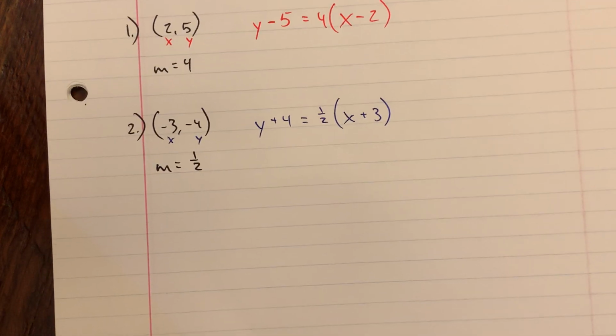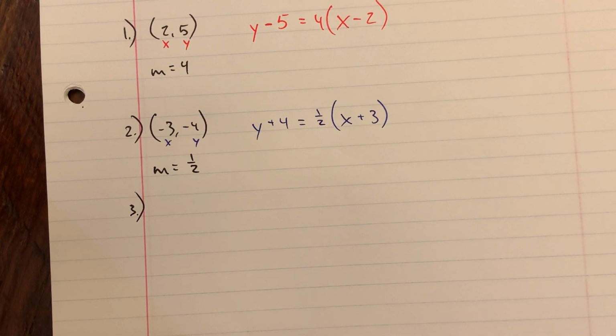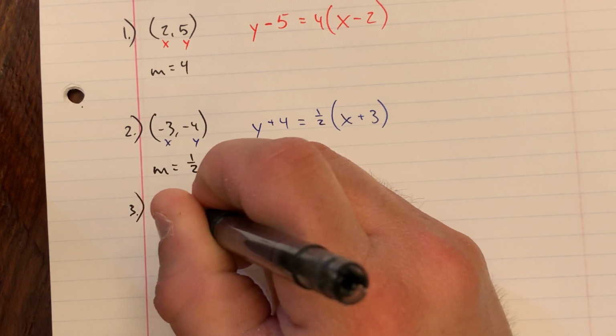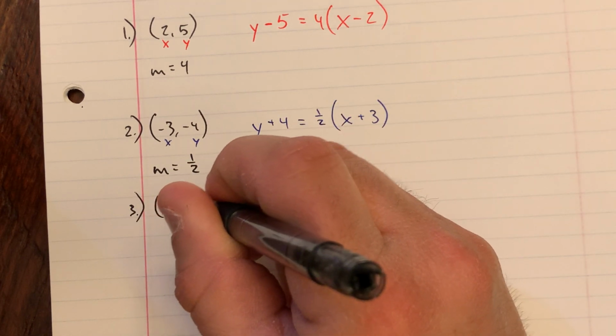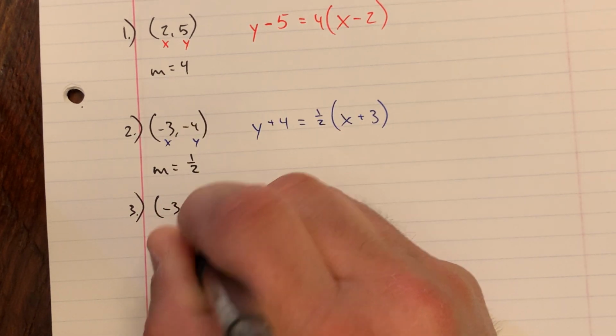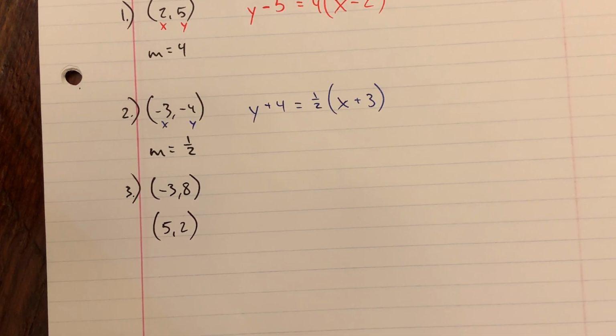What gets tricky is when I don't give us just one point and I don't give you a slope. So let's say example 3, -3, 8, 5, 2. Whatever. Doesn't really matter. All right, in this example, we don't have a slope to start out with. We do want to plug it back in the same formula, but we don't have a slope. So we must find our slope.